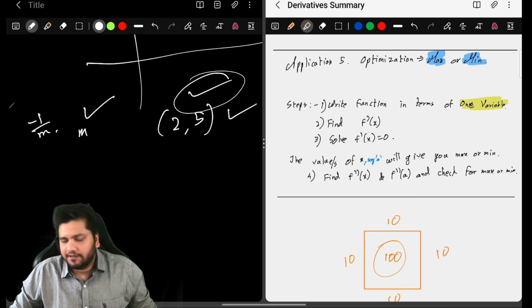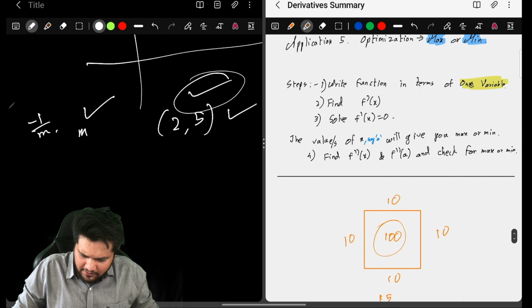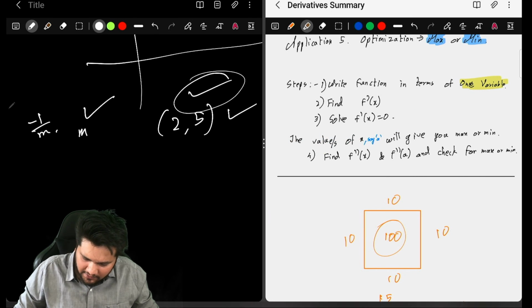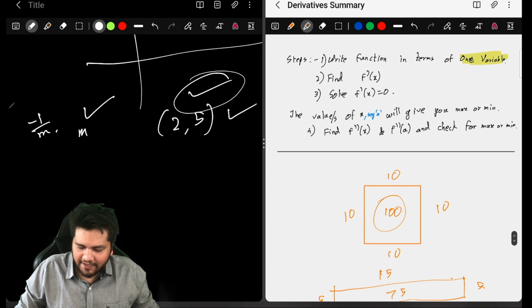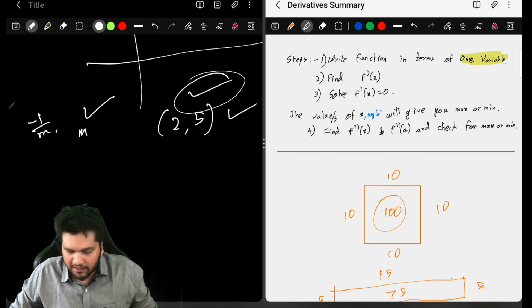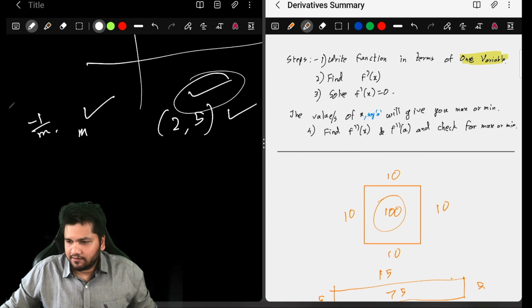That's all you have in derivatives. So yeah, I mean the procedure is same. The values of x, say a, will give you maxima or minima. Find f double dash of x and f double dash of a and check for maxima or minima. That's it. That's all you have in derivatives theory. Now let's start with the problems.